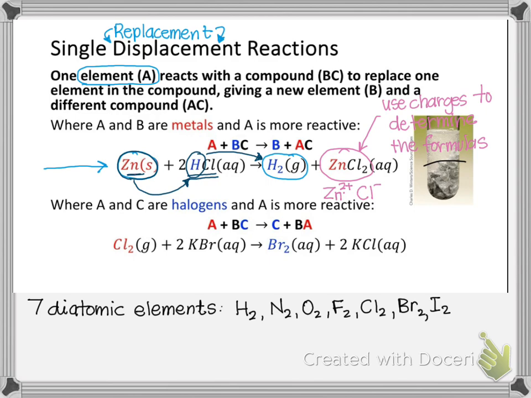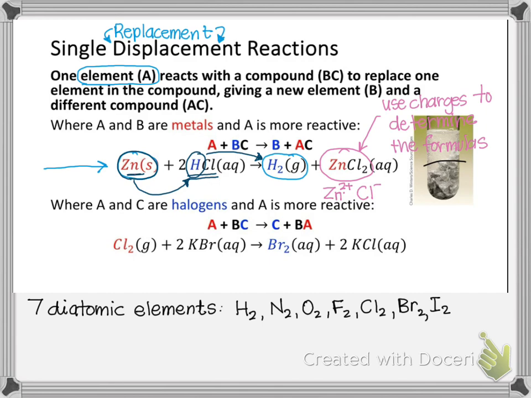So in single displacement, and we're going to practice some, you have an element, in this case zinc, that's all by itself. And it will, if it's able, and we'll talk about that too, displace another element. So now on the product side, hydrogen is all by itself. There's always an element by itself. And the zinc gets together with the chlorine.